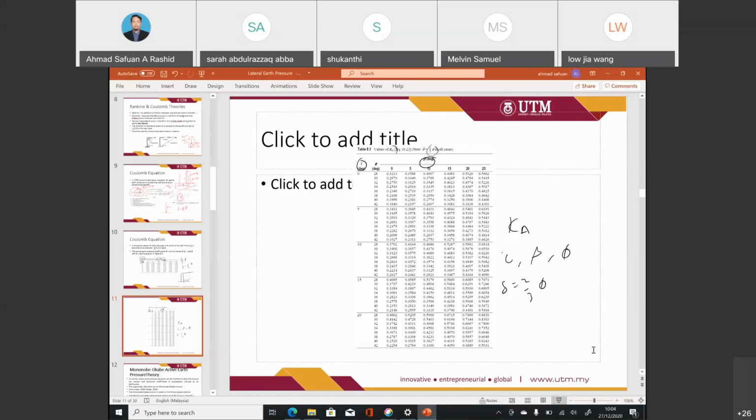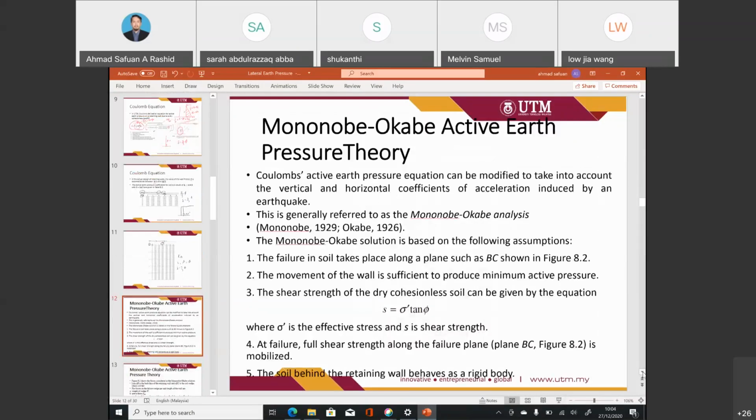Now, how could we determine the dynamic lateral stress effect? The Coulomb equation has been improvised by the researchers Mononobe and Okabe to determine the effect of dynamic loads. The Coulomb active earth pressure equation can be modified to take into account the vertical and horizontal coefficients of acceleration induced by an earthquake. This is generally referred to as the Mononobe-Okabe analysis.